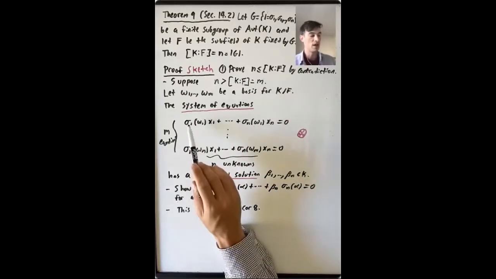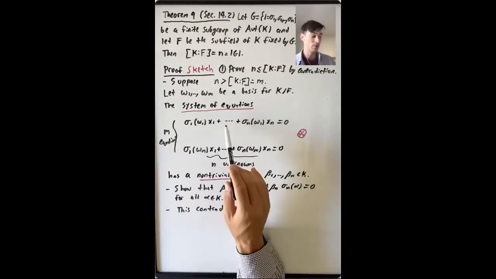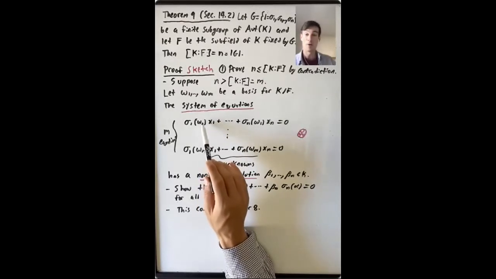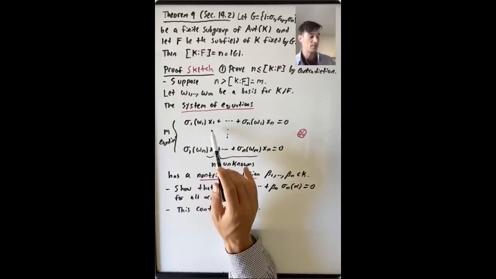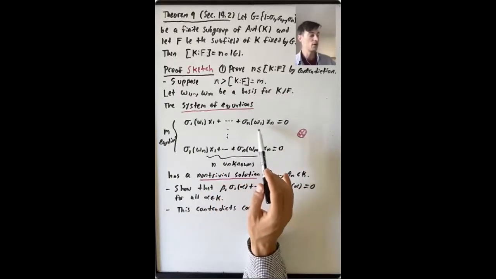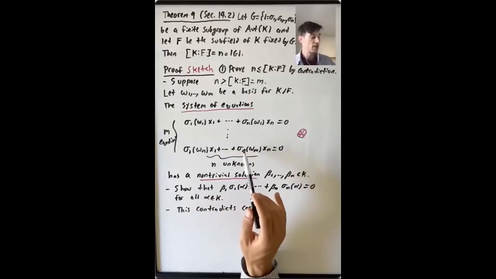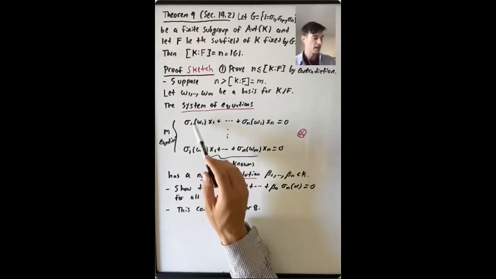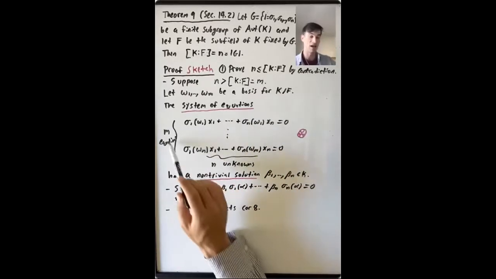So what is this system of equations? We have sigma 1 of omega 1 times x1 plus sigma 2 of omega 1 times x2 plus and so on up to sigma n of omega 1 times xn equals 0. So we have these n variables, x1 up through xn. Omega 1, this first basis element, is fixed all through this equation. Then we have sigma 1 of omega 2 times x1 plus and so on up to sigma n of omega 2 times xn equals 0, all the way down to sigma 1 of omega m times x1 plus and so on up to sigma n of omega m times xn equals 0. Okay, so what's important about this system is we have one equation for each omega i, omega 1, omega 2, up to omega m.